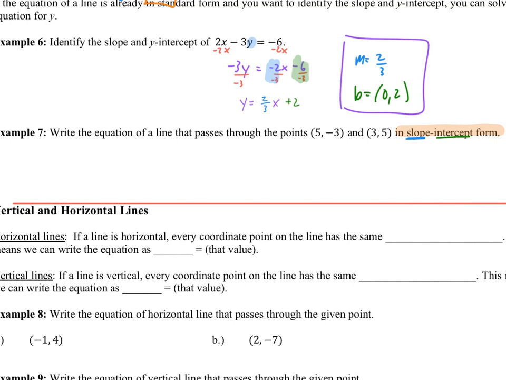So I want the change in my y values over the change in my x values. Looking at my y values, how do they change? From -3 to 5, I would have to add 8. And then to go from 5 to 3, I'd have to subtract 2. So my change in y over my change in x: -3 plus 8 is 5, 5 plus -2 is 3. So 8 over -2, which reduces down to -4 over 1, or just -4.